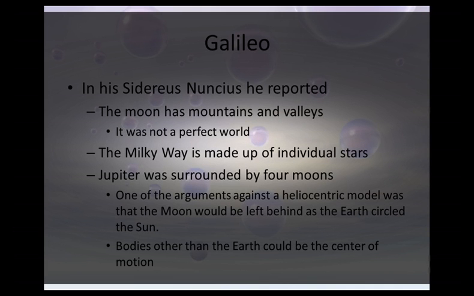In fact, each one of them is bright enough that if it wasn't for the fact that Jupiter is so incredibly bright, you would be able to see them just by their reflected sunlight. But in any case, yes, Galileo found that Jupiter is surrounded by 4 moons, showing that bodies other than Earth can be the center of motion.